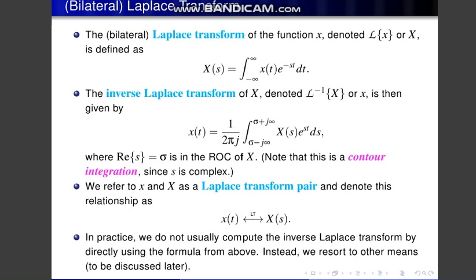The bilateral Laplace transform of the function x is denoted like this. You can see there is an L shape to denote the Laplace transform of x, and after transformation we can write it as capital X of s, defined as the integral from minus infinity to plus infinity of x(t) e to the power minus st dt. That means in Laplace transformation we convert the time domain system to its frequency domain system, but here is the factor.